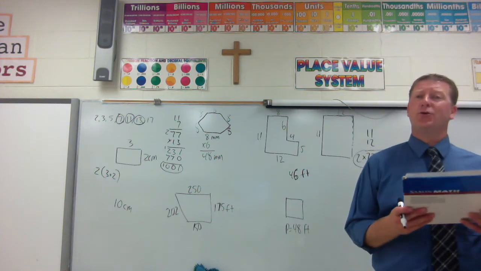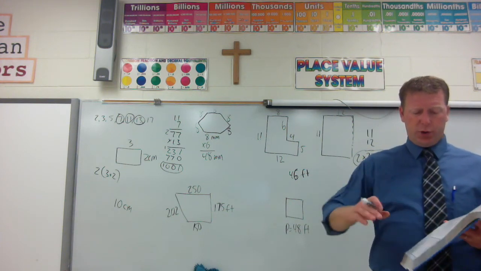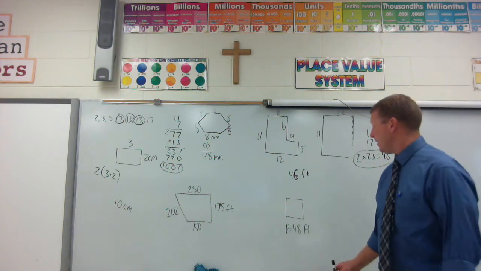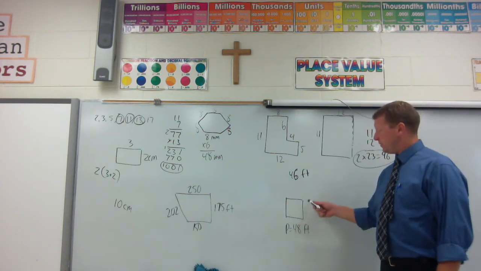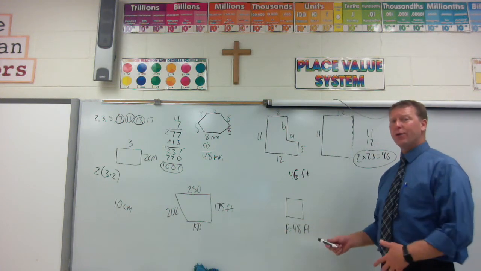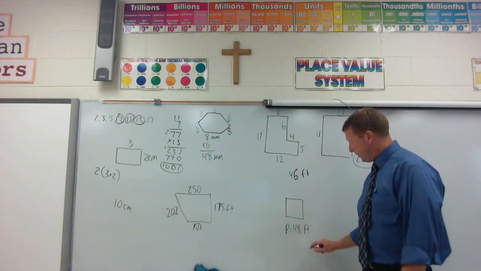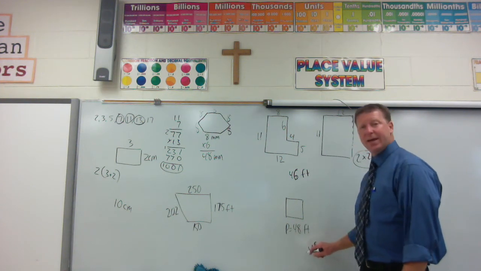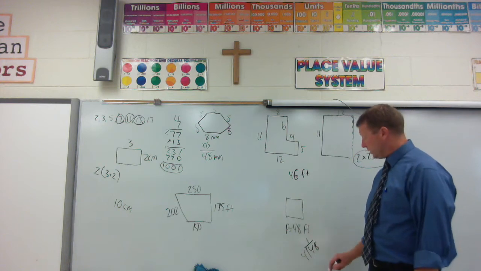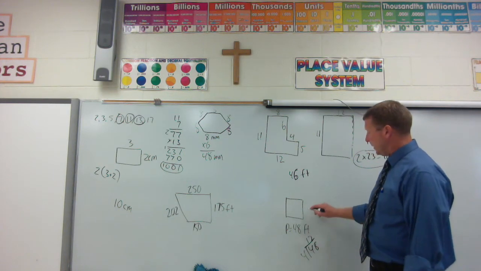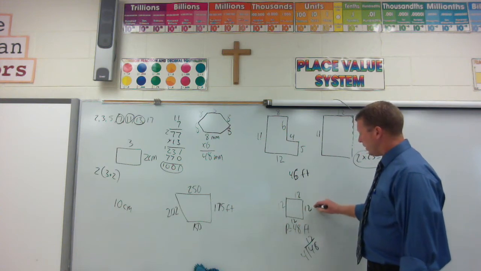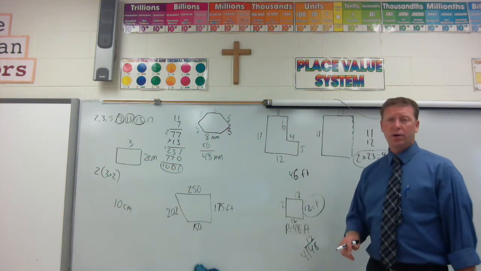Example 4 is you're working backwards. The perimeter of a square is 48. How long is each side? The perimeter is 48. How many sides on a square? 4. I know they're all the same, so I simply take my answer of 48 and I divide it by 4. 4 goes into 4 once, 4 goes into 8 twice. Each side is 12, 12, 12, and 12. So each side is 12 feet.